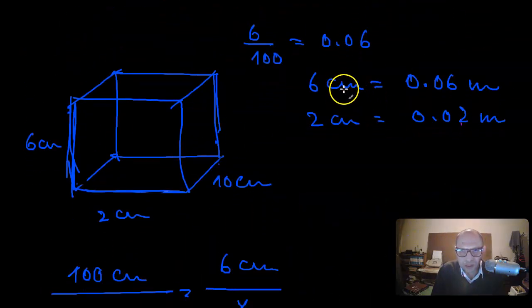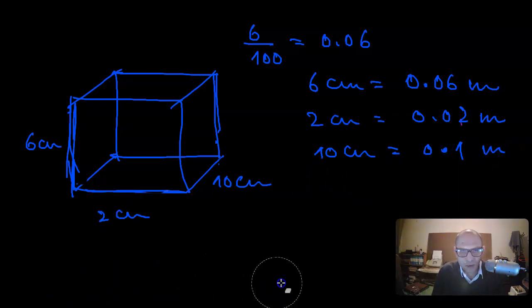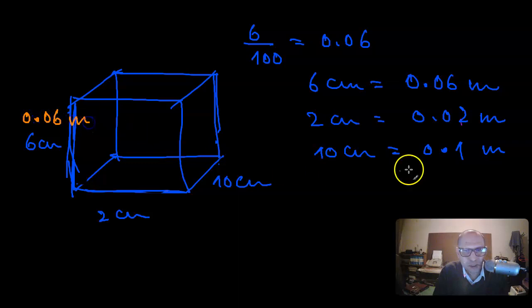So then the 6 centimeter would be 6/100 of a meter, 2 centimeter would be 2/100 of a meter, and 10 centimeter would be essentially 0.1, that's 1/10 of a meter, right? Now, that means that for the exact same measurements, instead of writing 6 centimeter, I can write it as 0.06 meter. This measurement I can write as 0.02 meter. This measurement I can write as 0.1 meter.